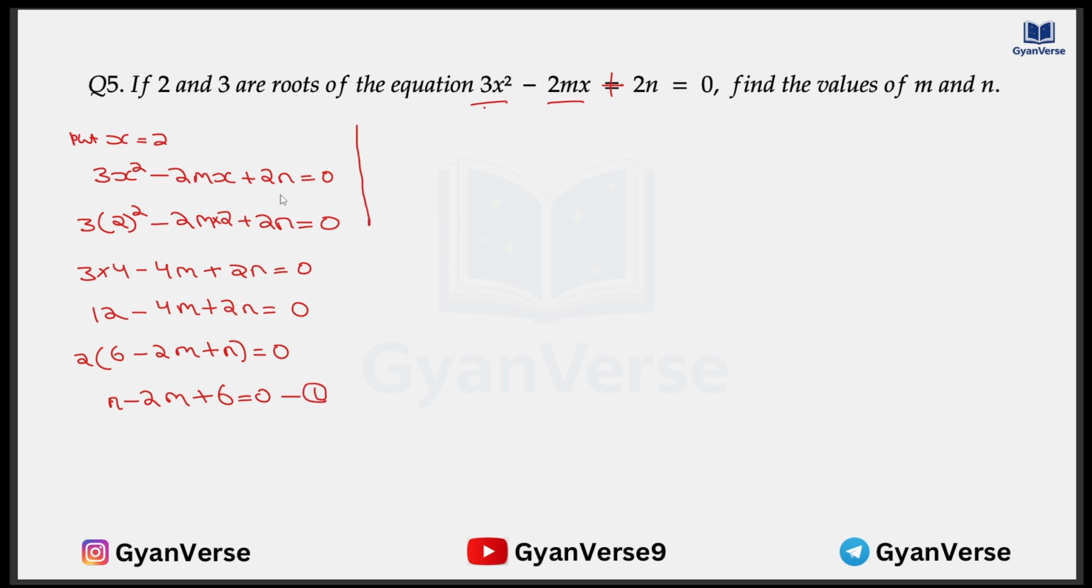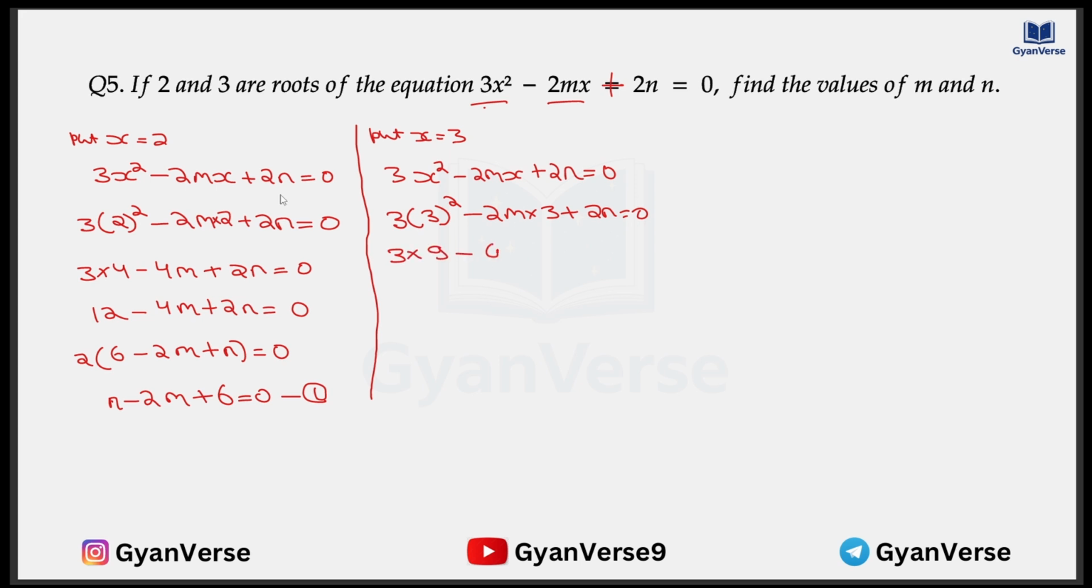Now what you have to do is put x equals to 3 in the same equation, plus 2n equals to 0. So in place of x, put 3. So you will get 3 into 9 minus 6m plus 2n equals to 0. It will become 27 minus 6m plus 2n equals to 0. So here you cannot take anything common, so what you will do is you'll write it in this form. This will become your equation 2.